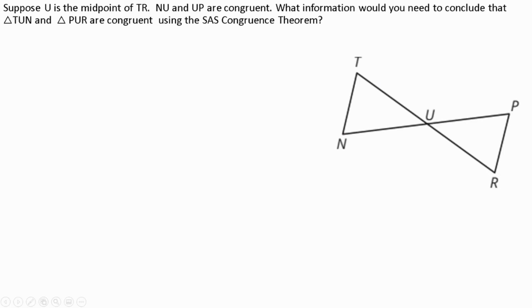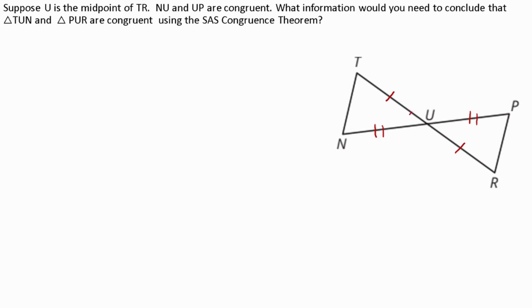Awesome. Next up, it says suppose U is the midpoint of TR. So U is the midpoint of TR. So we could say that TU and UR are congruent. And NU and UP are congruent. Cool. NU, UP are congruent. So we have two sets of sides congruent. What information would you need to conclude that triangle TUN and PUR are congruent using side angle side.